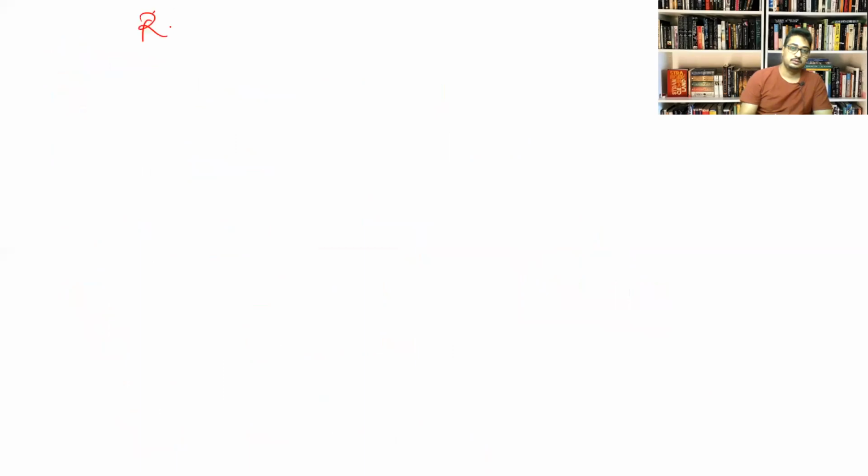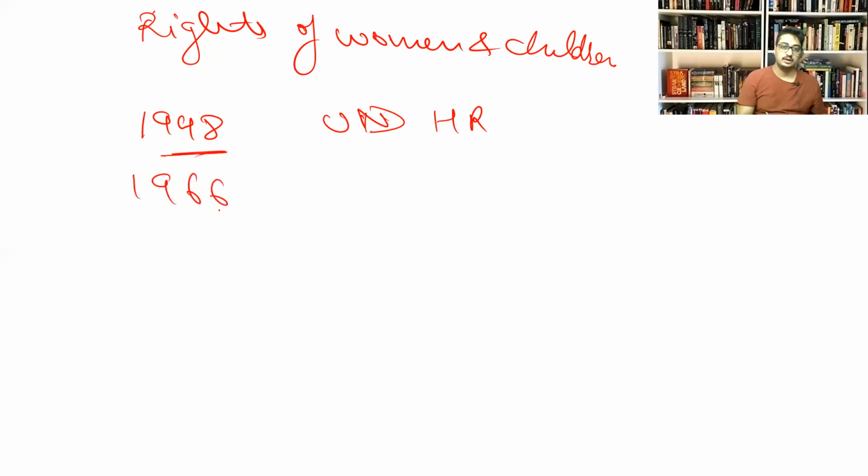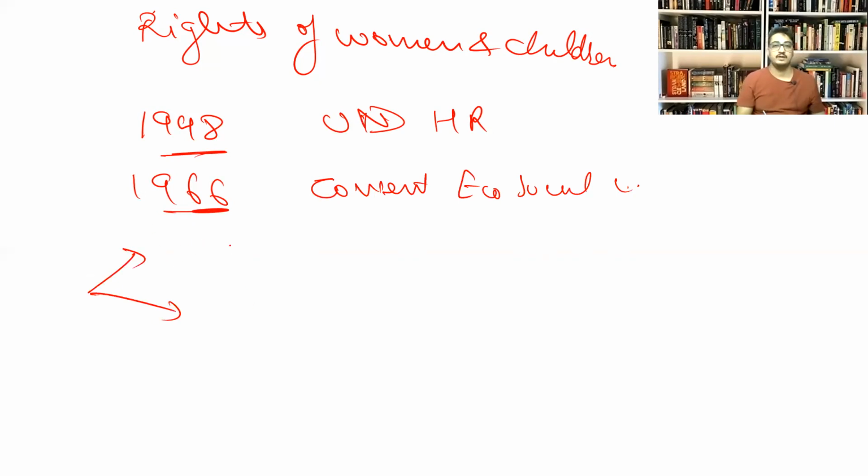The rights of women and children. So we have to remember certain dates. So the first date would be 1948. Everyone knows it is the Universal Declaration of Human Rights. Then afterwards, we had 1966. These are common dates: 1948 and 1966. 66 is the International Covenant on Economic, Social, and Cultural Rights. So that is there. And there are two things. One happened before it, which was related to child, and one happened after this.